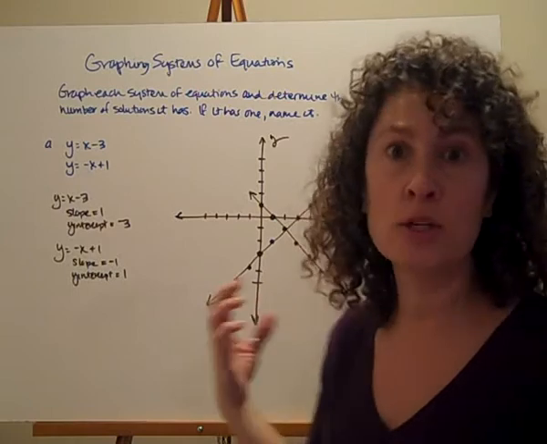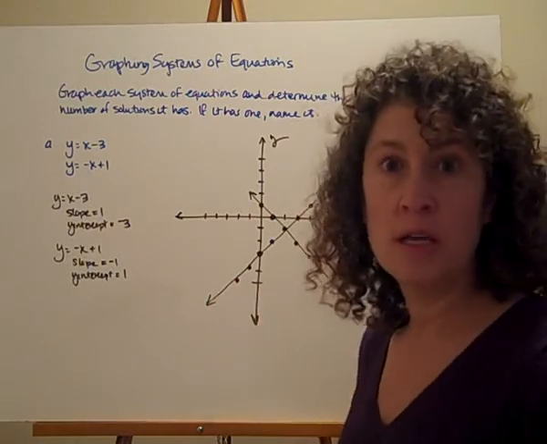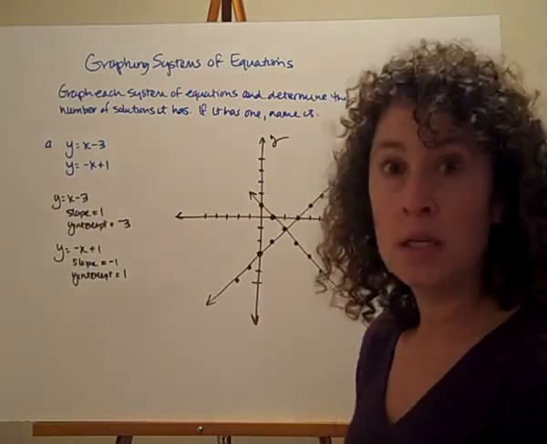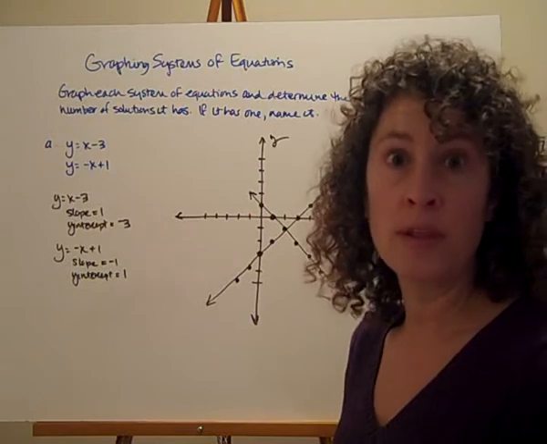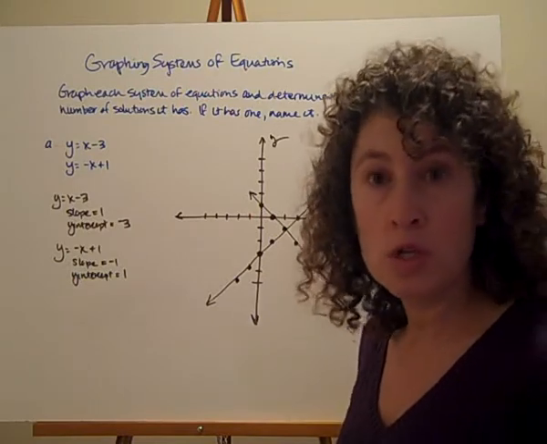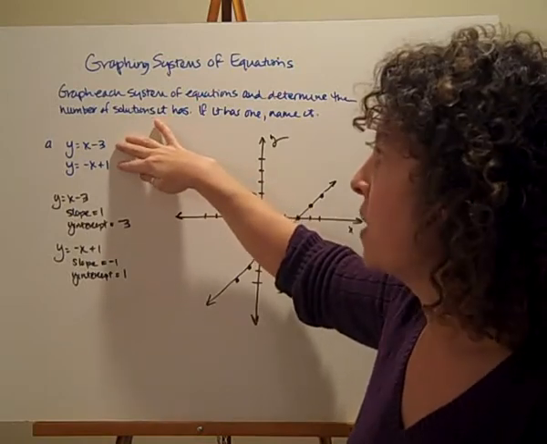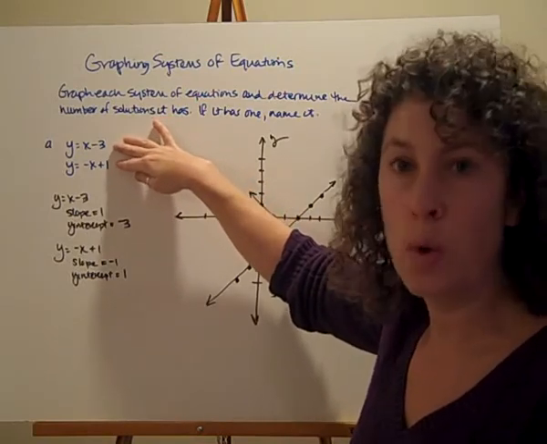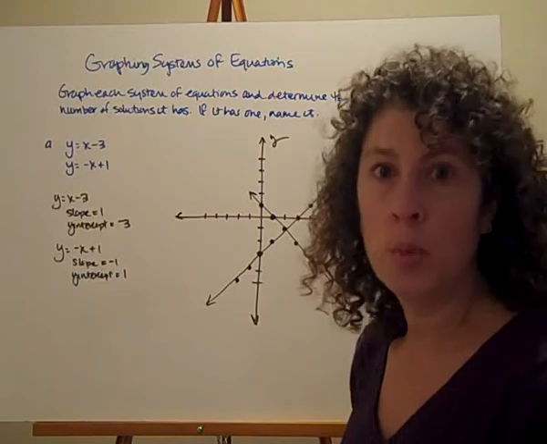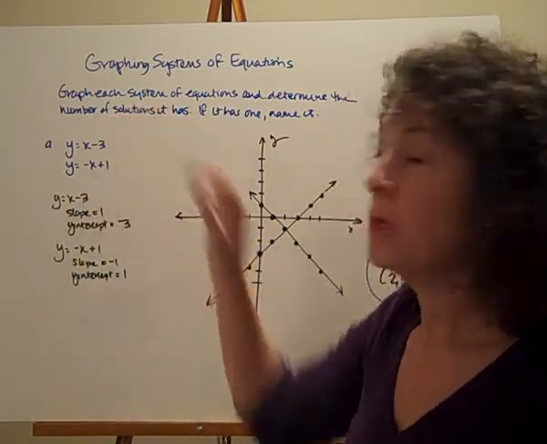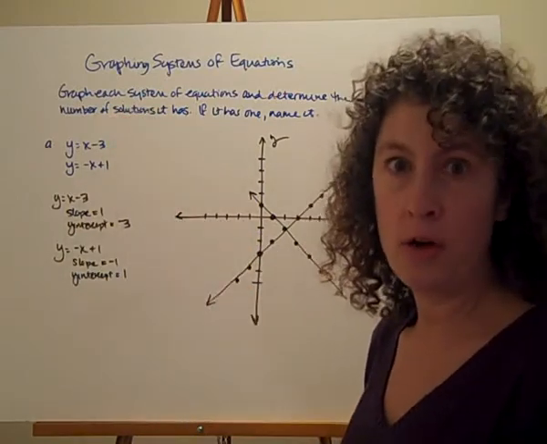So let's take a look at actually creating a graph to find that solution. So we're basically just taking two equations and graphing them at the same time. Very straightforward. We're just looking for where they intersect. So I'm going to look at these two equations here, y equals x minus 3, y equals negative x plus 1. You'll notice that both of these are in slope-intercept form. That's probably going to be the easiest way to graph all of these equations.